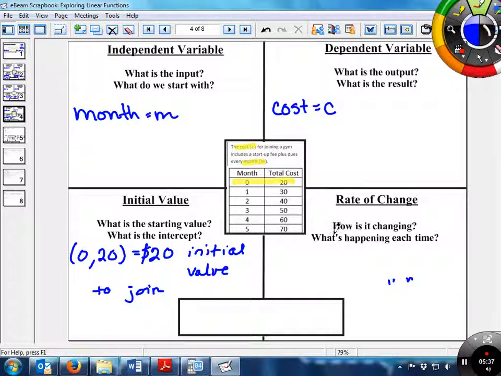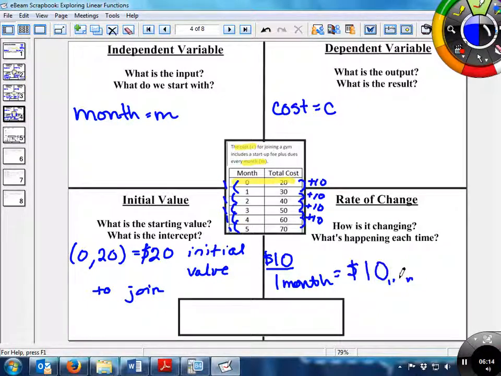Okay, the rate of change. What's happening each time? How is it changing each time? We were looking at tables in the last chapter, and we were seeing that they were increasing each time. So over here on the months, it's increasing by 1. This is going to become your denominator, and this will become your numerator. So over here, it's increasing at a constant rate of 10 every time. It's always increasing by 10. So we're going to put $10 over 1 month. So 10 becomes your rate of change.